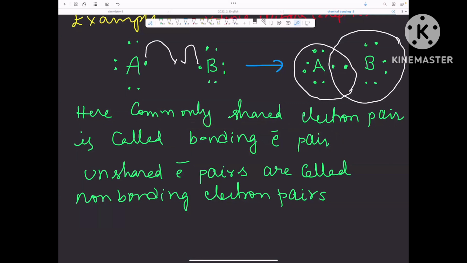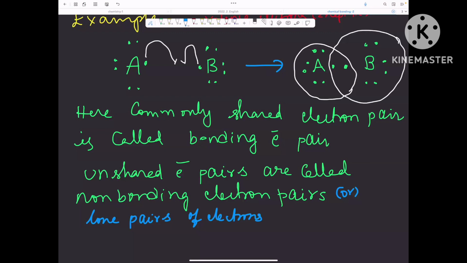Whatever theory we study in future, the language of covalent bonding will remain the same. We use the shared electron pair as a bonding electron pair. Unshared electron pairs are called non-bonding electron pairs or lone pairs. We also call them lone pairs of electrons, or unshared electron pairs.